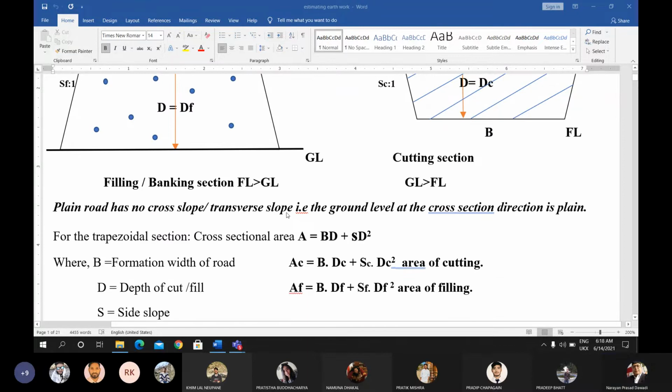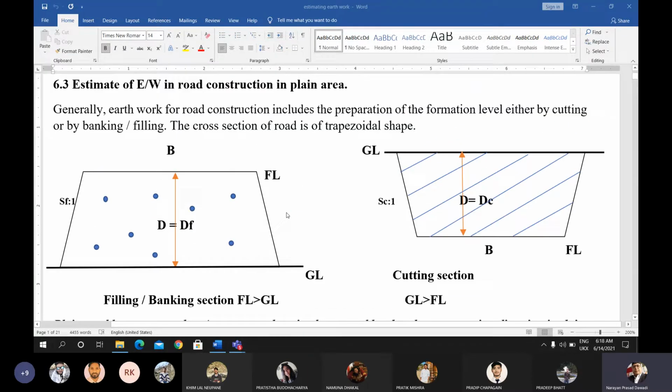Now, you have already studied in the previous semester of irrigation engineering, you designed the canal. Okay, the canal may be in cutting, the canal may be in filling. Embankment is calculated there. For the cutting section, the area of the section is calculated as BD plus SD square. S is the side slope, as we have studied in the irrigation chapter.